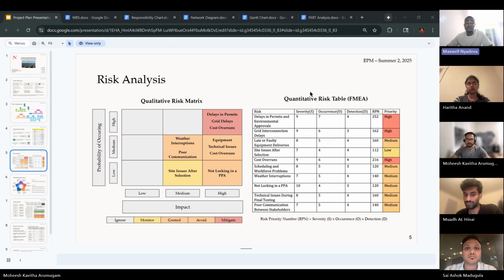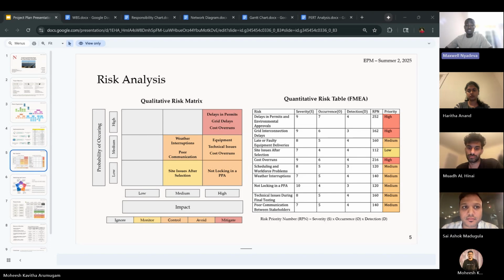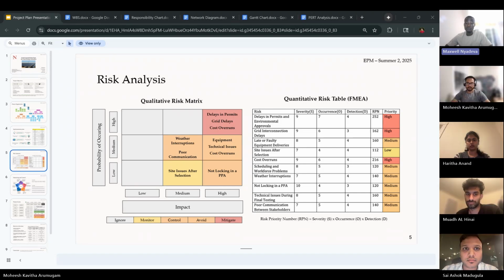For example, on the right side of the slide, we look at delay in payments, grid connection delays, and cost overruns. We realize that they emerge as the highest risk priority numbers, making them top priorities for mitigation. On the left side of the slide, we develop a risk matrix to categorize risks by their probability and impact. This helps us decide whether to avoid, control, mitigate, or simply monitor these qualitative risks. For example, weather interruptions might have a medium probability but high impact, so they fall into the mitigation category, while some site issues post-selection may also need monitoring.